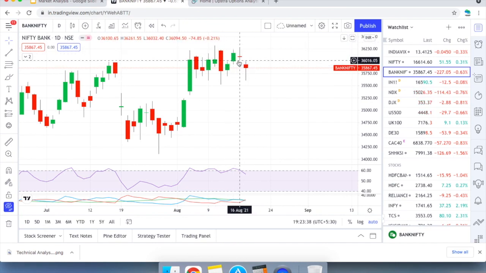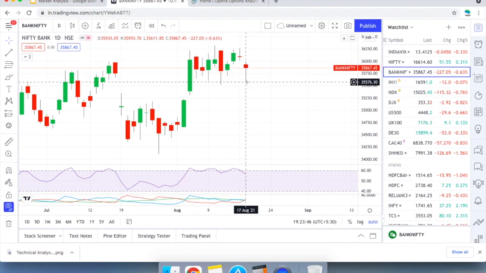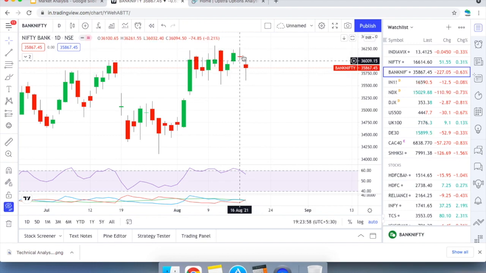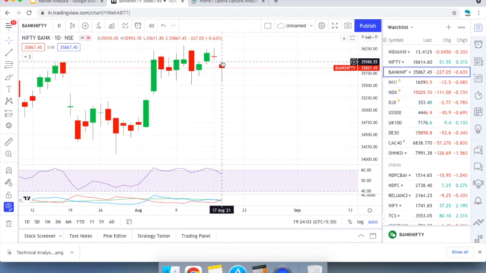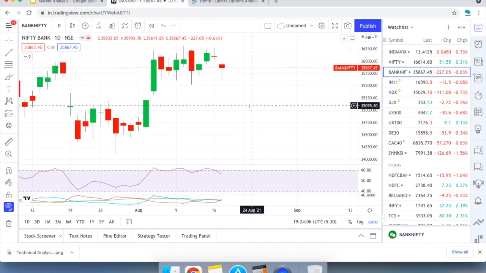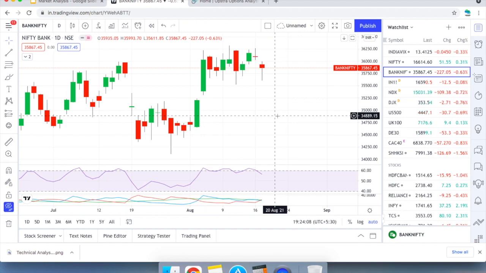The previous candle, as we discussed yesterday, is a kind of gravestone doji, which is bearish, and that's exactly what happened. Bank Nifty fell down. It had lost nearly 405 points intraday, and then it recovered basically. So that is the power of the bearish gravestone candlestick. When it appears, you can expect some amount of bearishness for sure. That's the candlestick study.